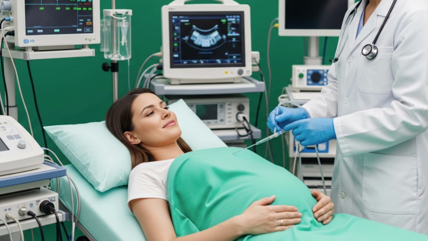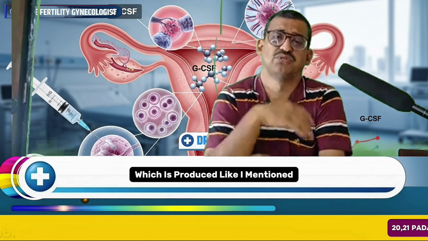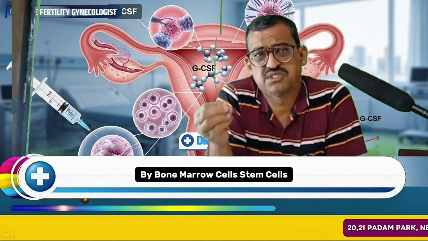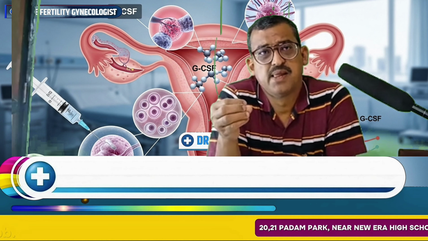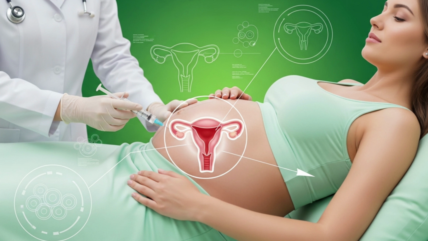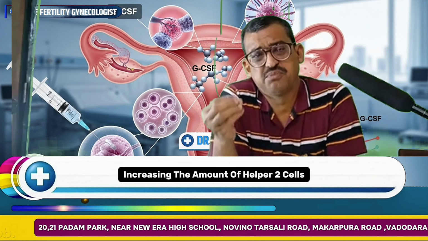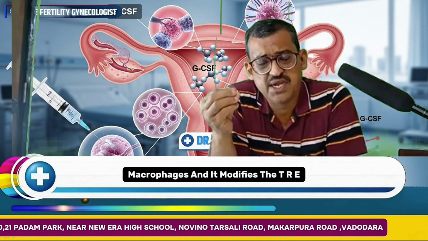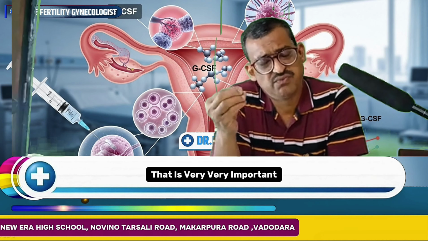We normally do not measure granulocyte colony stimulating factor levels in our routine practice. It is basically a hematopoietic protein which is produced, like I mentioned, by bone marrow cells, stem cells, endometrial cells, macrophages. And it basically increases the production, mobilization, migration and differentiation of different stem cells. It improves pregnancy by increasing the amount of helper 2 cells, macrophages, and it modifies the TREG activity. That is very, very important.